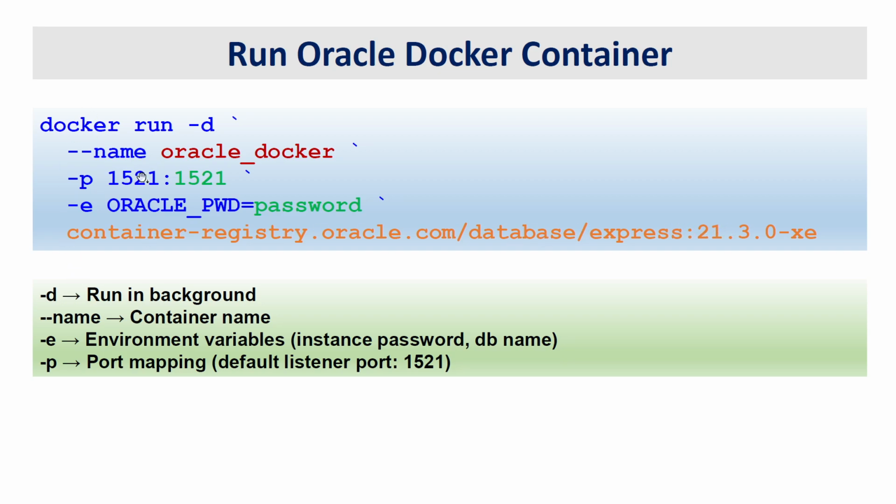Once we have run the Docker, the -d says run in background, --name is the container name, -e is for any environment variables, and -p is the port mapping. Once the Docker image has been run, we are now ready to connect to our Oracle database.